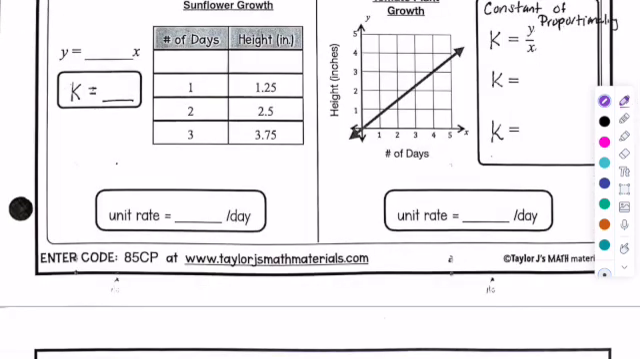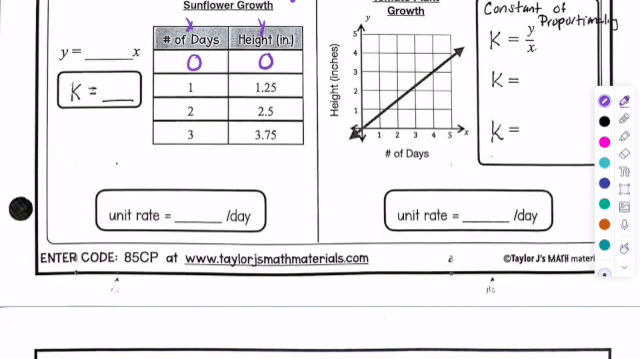All right, example 2. Example 2, we're comparing the sunflower's growth to a tomato plant's growth. Again, if we're thinking about our Y per X, our Y in this case would be the height in inches. X would be the number of days, so we're looking at inches per day of growth. Quick reminder, 0 days, there would be 0 inches of growth.